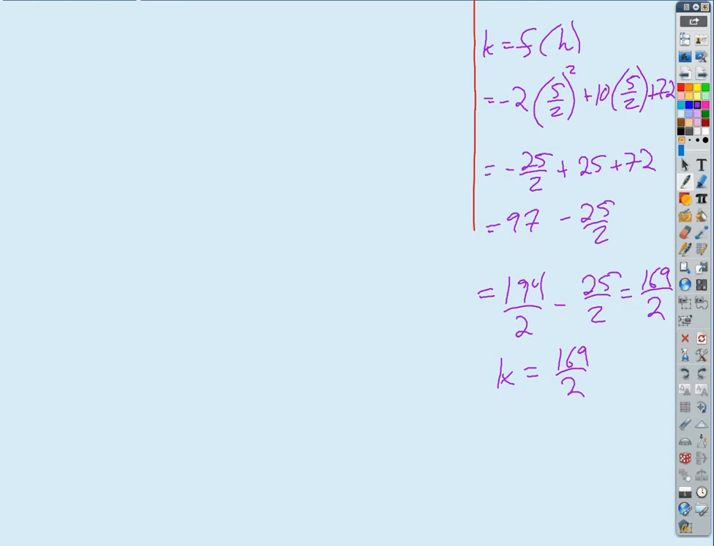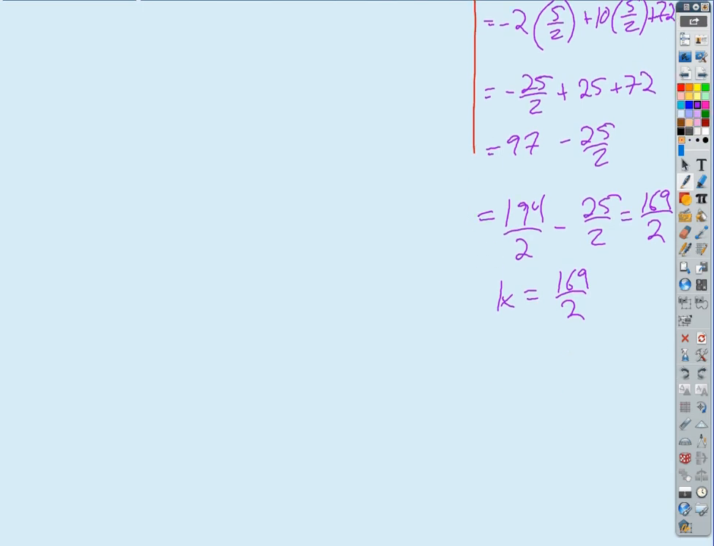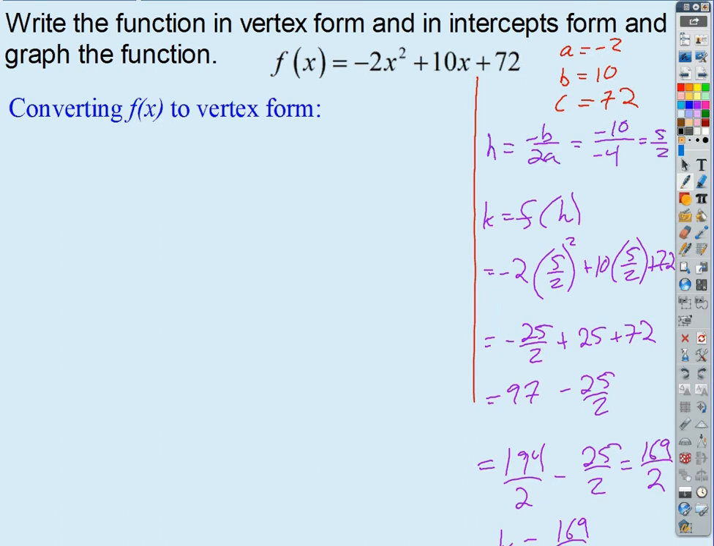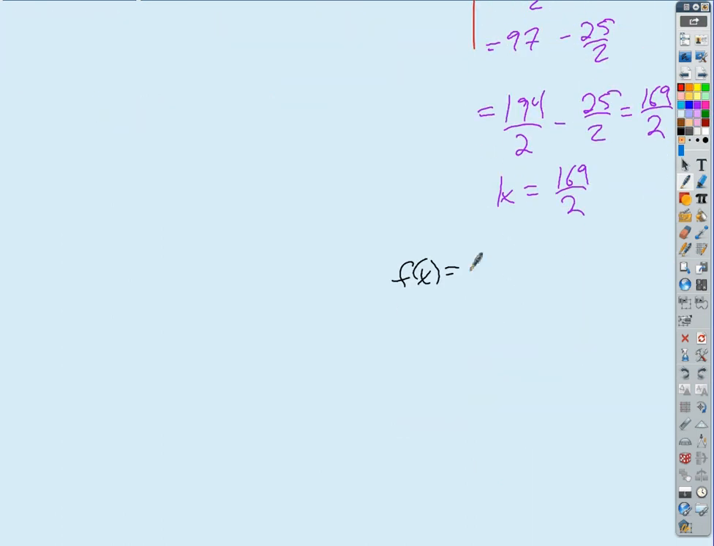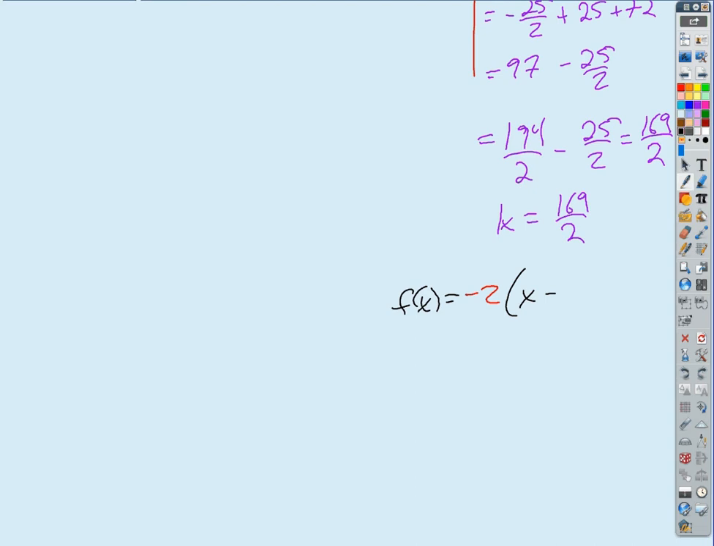So we get 169 over 2 is k, and if we plug all that into vertex form, what's that going to give us? We're just going to get f of x equals a, which we already knew is negative 2, times x minus h, well what was h? 5 halves. So we get x minus 5 halves squared, right? X minus h quantity squared, plus k, which was 169 over 2. Okay? I mean, really bad numbers.